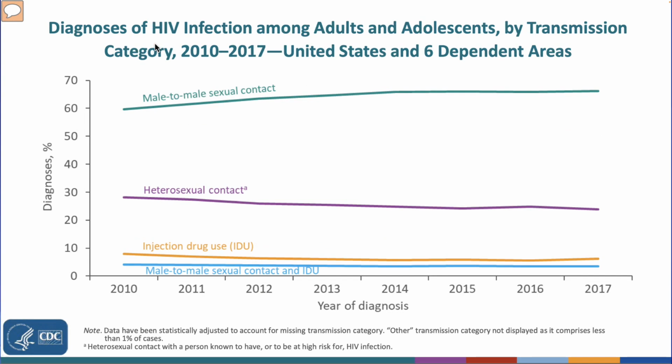As part of surveillance, information on the likely mode of transmission is collected on persons with newly diagnosed HIV. So people can be classified into whether or not they likely acquired HIV through male-to-male sexual contact, heterosexual contact, injecting drug use, or if they had a combination of risk factors. And you can see here that the overwhelming majority of new HIV diagnoses, the highest proportion, are occurring among men who have sex with men, followed by heterosexual contact.